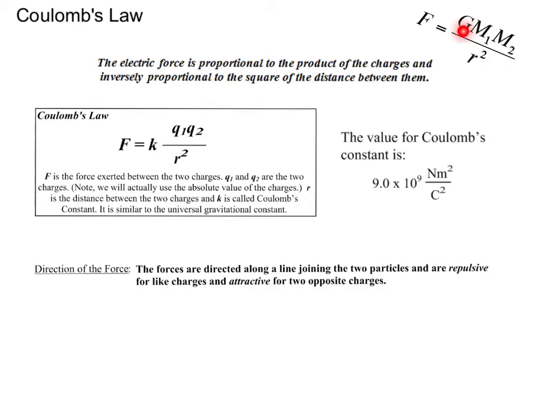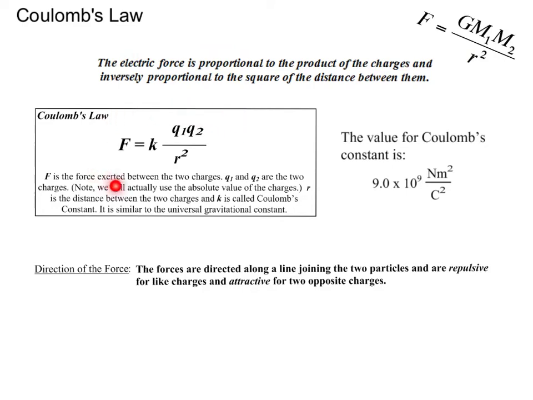Coulomb's law can be stated in two parts. The first part will tell us about the magnitude of the force, the second, its direction. Coulomb's law states that if two charged particles having charges Q1 and Q2 are distance r apart, the particles exert a force on each other of a magnitude that's proportional to the product of the charges and inversely proportional to the square of the distance between them.